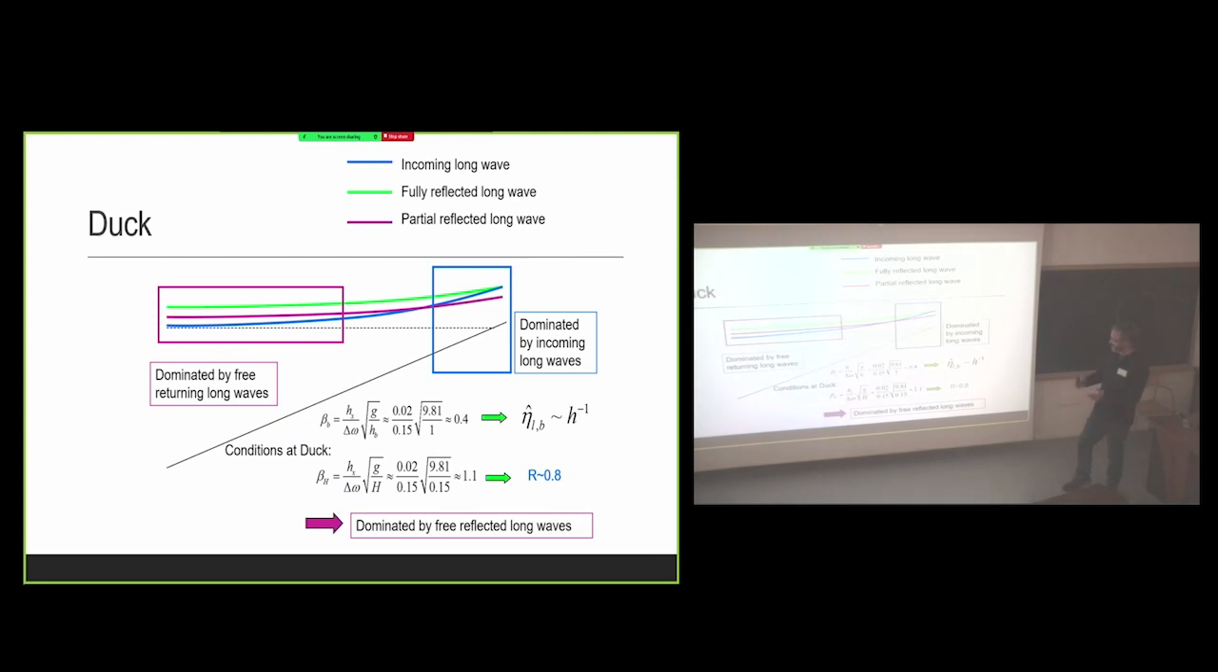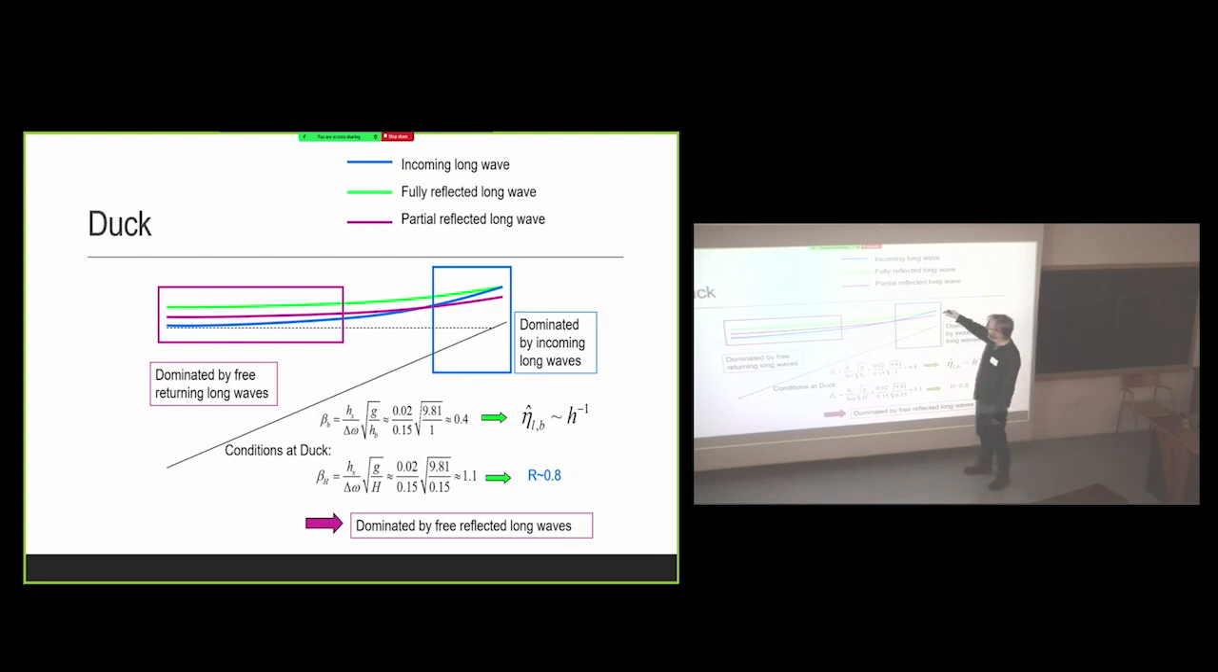So, going back to Duck, what does it mean? Let's say the blue one is my incoming bound wave, or wave group forced infragravity wave, that is growing with the decrease in depth. If it would be fully reflective, then you would expect a free outgoing wave to be dominant, because that is much less dependent on depth. But if you look at the numbers, then you'll see that the reflection should be about 0.8.